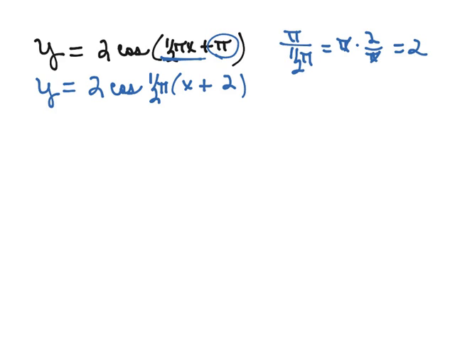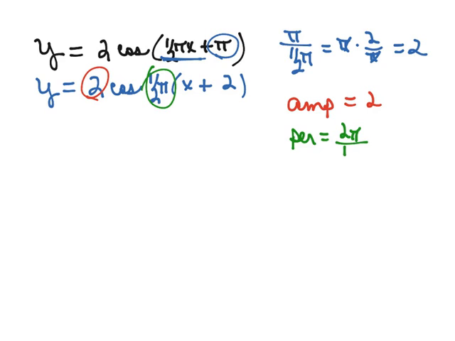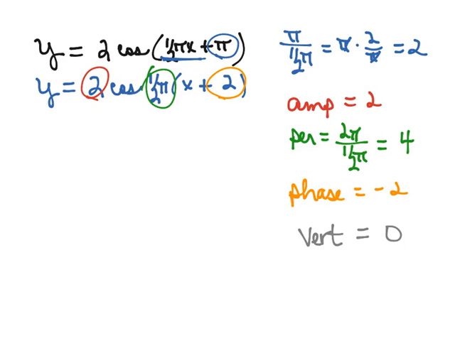If we go back and look at the pieces of this graph, first of all, we can see that the amplitude is equal to 2. Secondly, our period is going to be 2 pi divided by 1/2 of pi, which is equal to 4. Our phase shift is -2, which means we're going to go 2 to the left. And then we don't have a vertical shift. The vertical shift is 0.